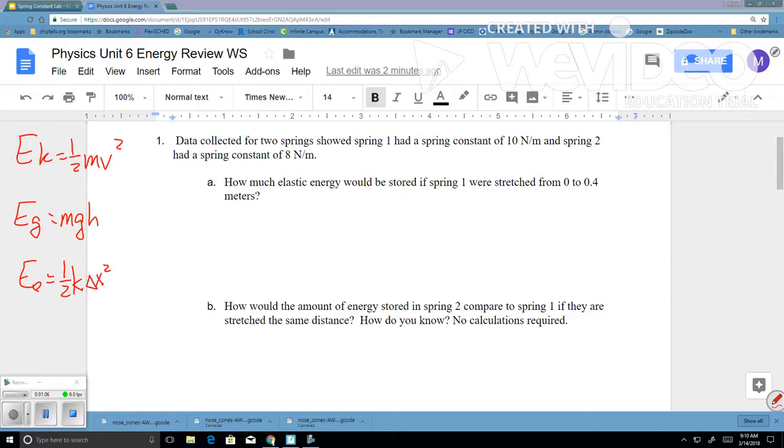So problem 1 has a question where we have two springs, one a little stronger than the other. Spring 1 has a spring constant of 10 newton meters, and spring 2 has a spring constant of 8 newton meters. And in question A, we want to know how much elastic energy would be stored in spring 1 if it was stretched from 0 to 0.4 meters.